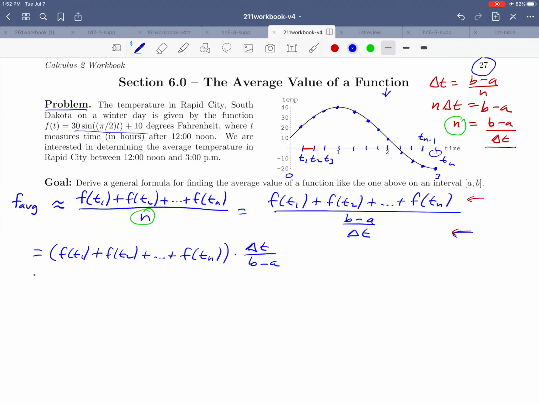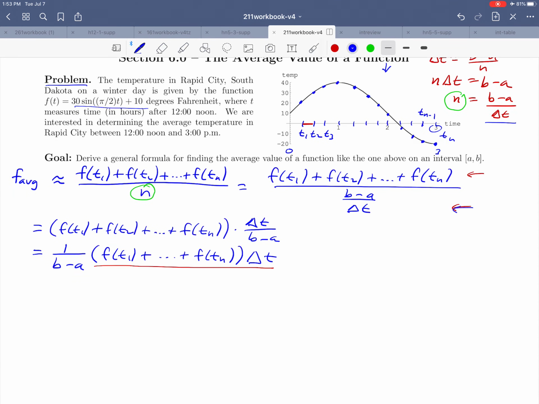Okay, I'm going to do one more rewriting of that. The b minus a that you see in the denominator, we can move that to the front of this expression and just rewrite it like this, and leave the delta t at the end. And this particular part that I'm underlining here, you might remember seeing something like this in Calculus 1.